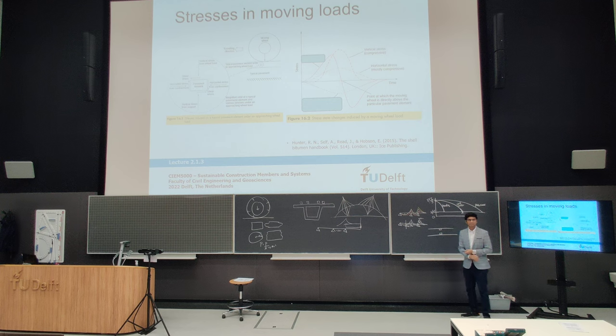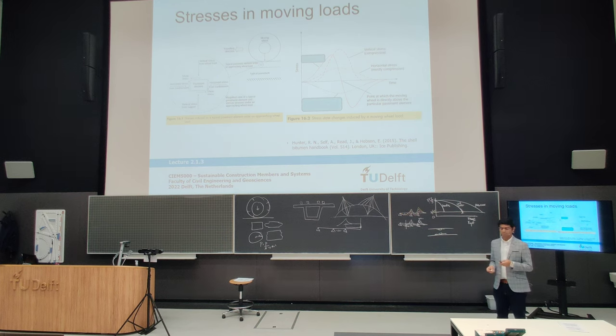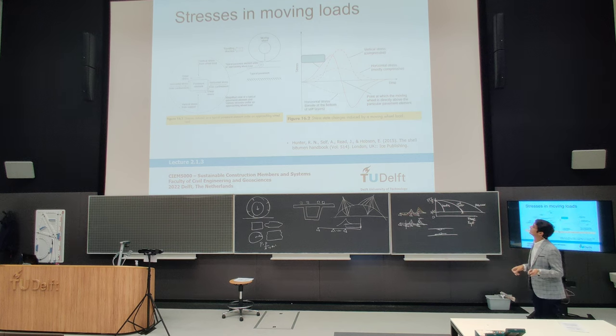At the top of the flexible pavement, it will always be under compression, something like this. At the bottom of the flexible pavement, it will be under tension. Since it bends and transfers the load, it will be under compression at the top and tension at the bottom. That's why you can see it will increase and then again decrease.